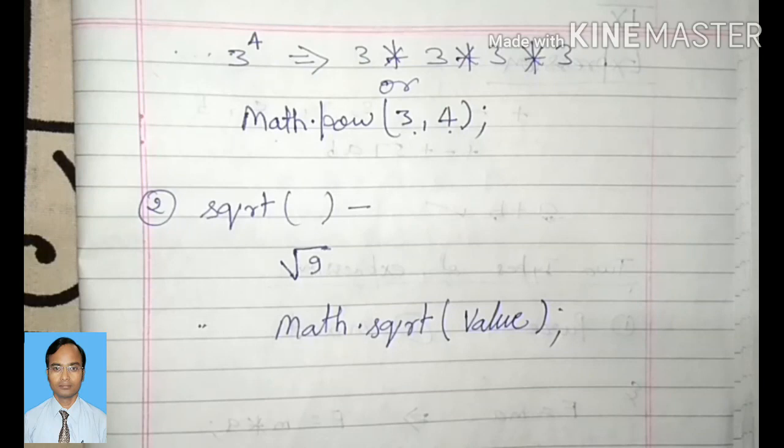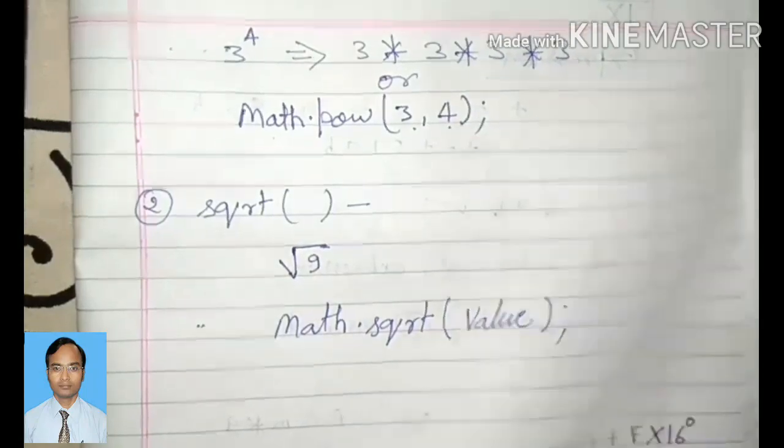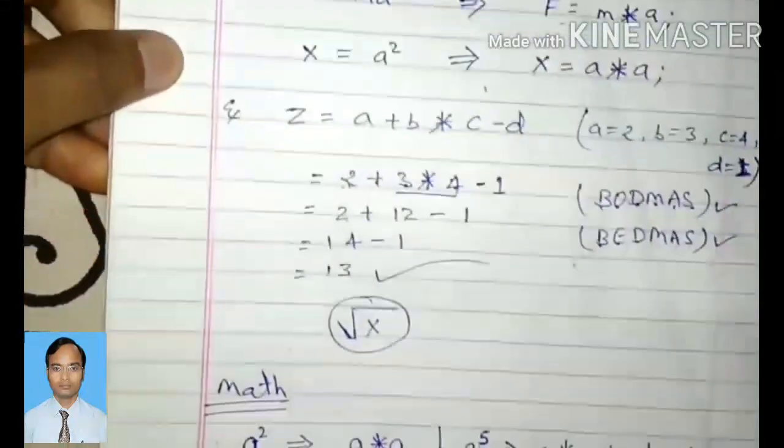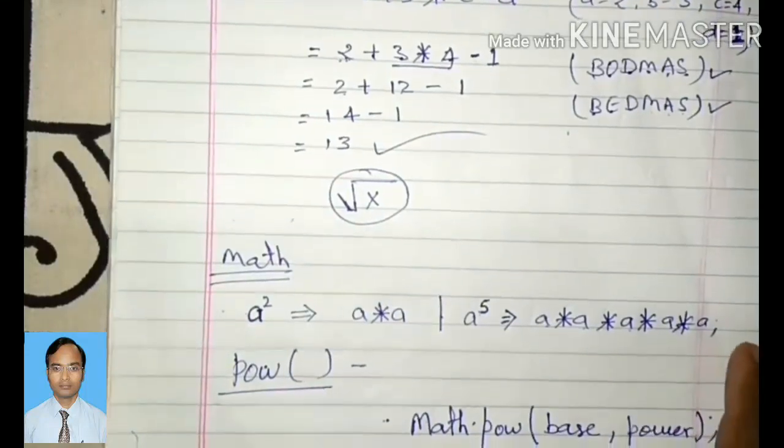So the first one you have seen is Math.pow, and the second is Math.sqrt, which is used to calculate the square root. If you want to write this in your copy, let me show you how you can write it.